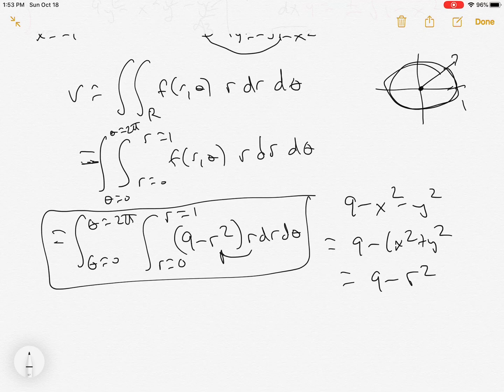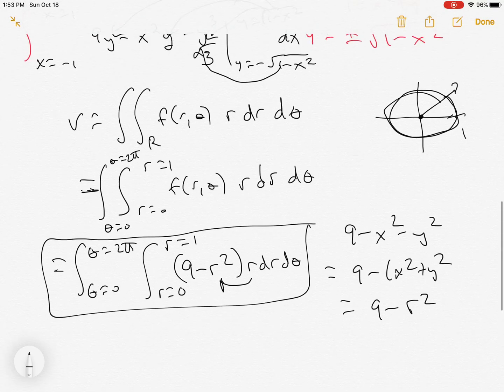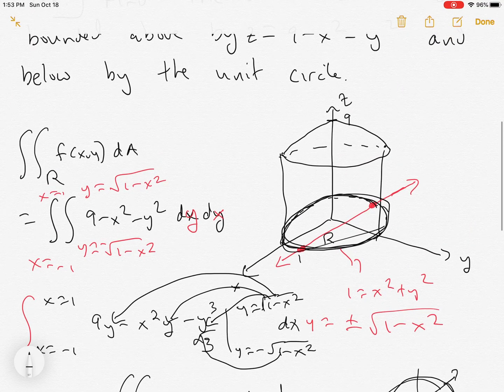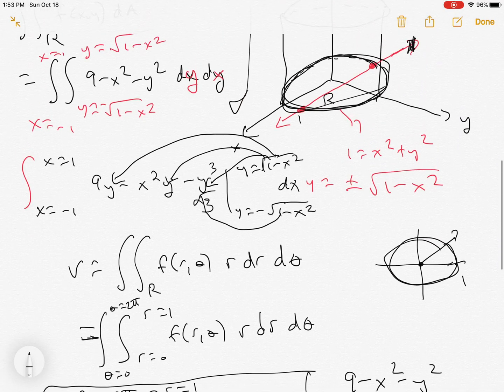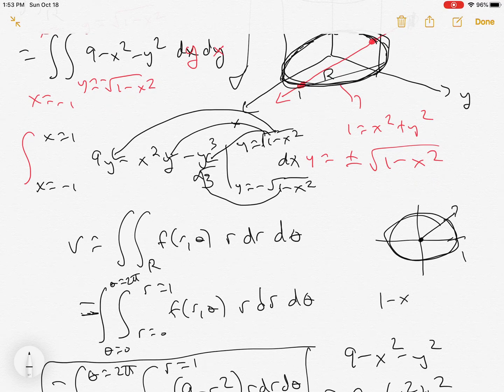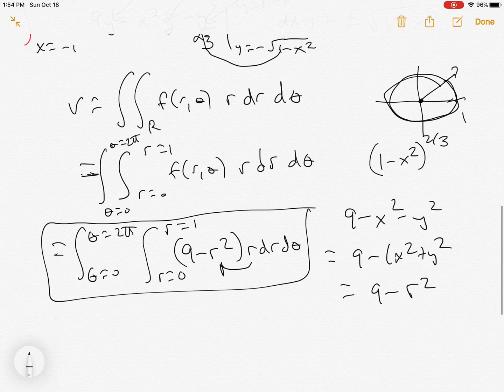Considerably easier than the hellfire burning waterfall thing here. This was going to be pretty ugly. I mean, look at it for a second. You would have to integrate 1 minus x squared to the 3/2. I don't even think you can do that. Anyways, we don't have to. So this is why we started using these polars. And yeah, it comes out real nice.